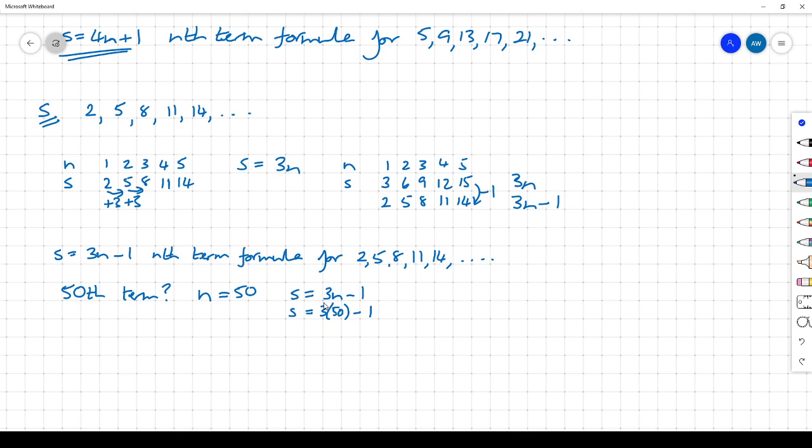Remember how I taught you how to substitute? Replace the letter with a pair of brackets, pop the value inside the brackets, then BIDMAS. 3 times 50, 150. Take away 1, 149. There we have it. So the 50th term in our linear number sequence would be 149 if we carried on adding 3 to that sequence. But we don't need to, because we have the formula and we can do it in a couple of seconds. And that is the power of algebra and the reason for finding this formula for this number pattern.